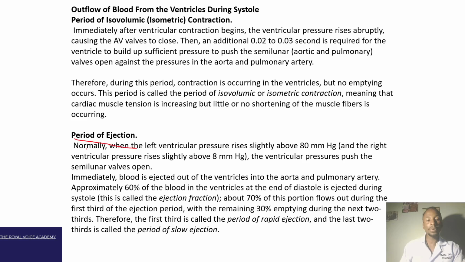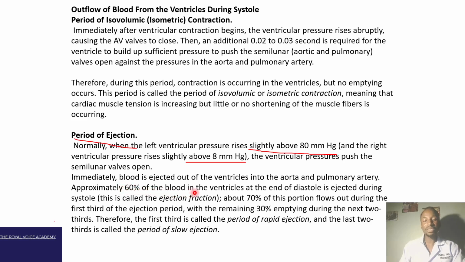So let's look at the period of ejection. Normally, when the left ventricular pressure rises slightly above 80 mmHg and the right ventricular pressure rises slightly above 8 mmHg, the ventricular pressure pushes the semilunar valves open, because remember, for these valves to open, you need to have pressure. So immediately blood is ejected out of the ventricles into the aorta and the pulmonary artery.